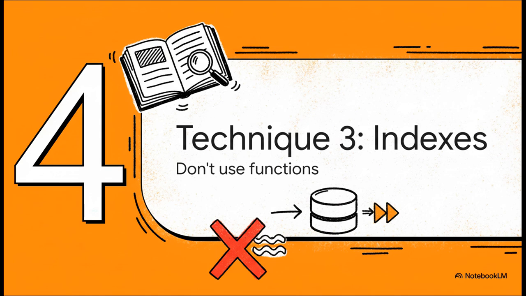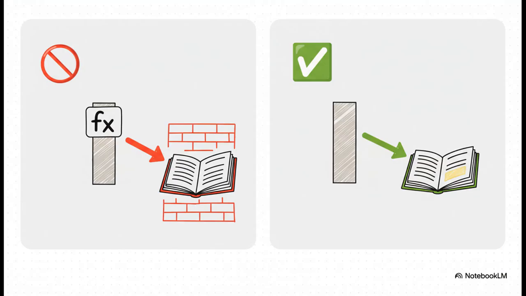Think of an index like a special lookup table that the database uses to find rows incredibly fast. It's kind of like the index in the back of a textbook. But, and this is a big but, they only work if you let them. And this is such a classic mistake.